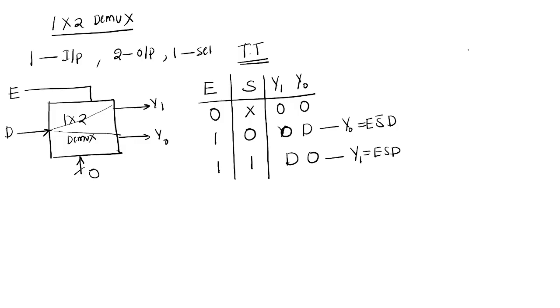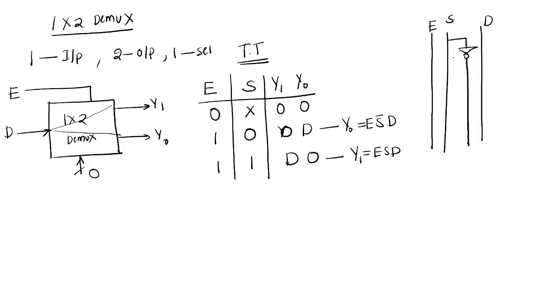Now you can draw the logic diagram. This is the enable pin, and one more selection line is there. Again the input is D. Enable, selection line bar and D are connected to an AND gate; this is Y naught. Enable, selection line S and D are connected to another AND gate; this is Y1. Is it fine?